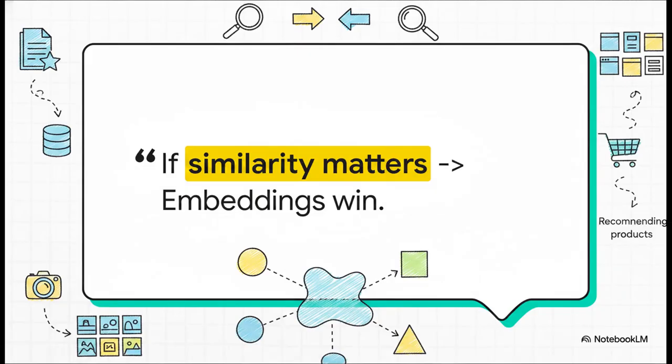Okay, right out of the gate, here is your golden rule as an AI product manager. If your product needs to compare items, or if it needs to actually understand the meaning behind what a user types, embeddings win. That's it. Whenever similarity matters, whether you're fetching a relevant document, recommending a new song, or matching a photo, this is the core technology you're going to rely on.